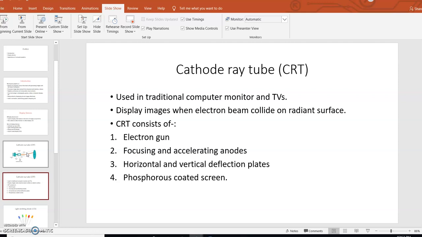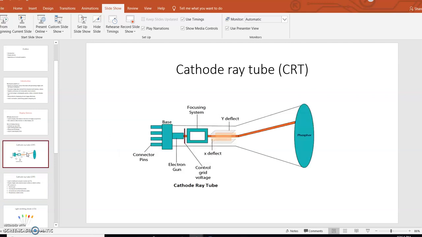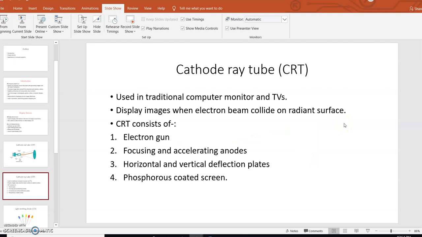So just for the sake of information, I'm showing you the diagram and some important points. You can see a CRT diagram: connector pins, base, electron gun, X and Y deflection plates, and focusing system. You can also see the phosphor screen. This electron beam passes through all these components and falls on the phosphor screen to produce the pattern. This is the important thing. So CRT is one of the display devices.